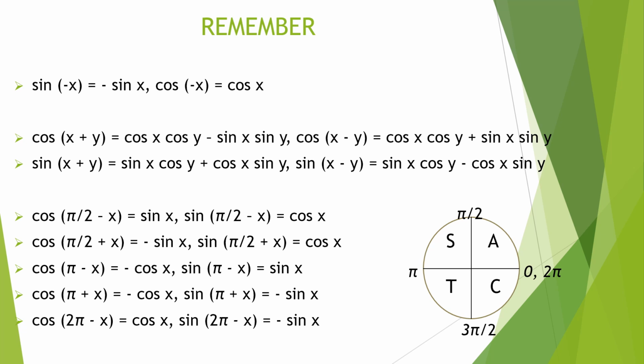Cos of 2 pi minus x means in the fourth quadrant. In the fourth quadrant only cos is positive. So cos of 2 pi minus x will be cos x, and sine of 2 pi minus x will be minus sin x. So two things in this set of formulas, you don't need to memorize it, but just remember: if you are taking pi by 2, the function will change, and if you are taking pi, it will not change, and the sign will depend on ASTC, which quadrant it belongs to. So this set of formulas you need to remember.